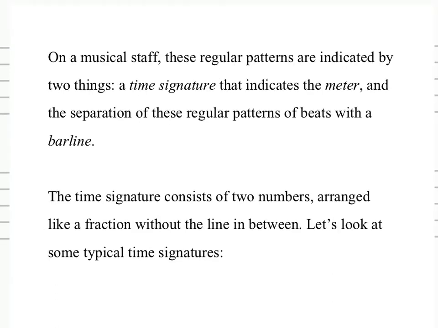On a musical staff, these regular patterns are indicated by 2 things: a time signature that indicates the meter, and the separation of these regular patterns of beats with a bar line. The time signature consists of 2 numbers arranged like a fraction without the line in between. Let's look at some typical time signatures.